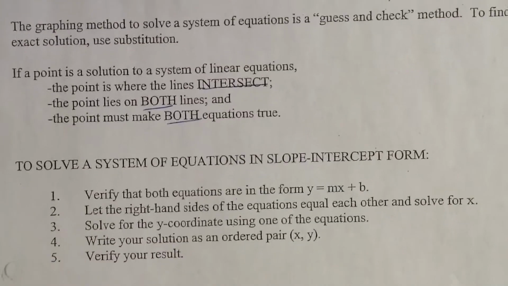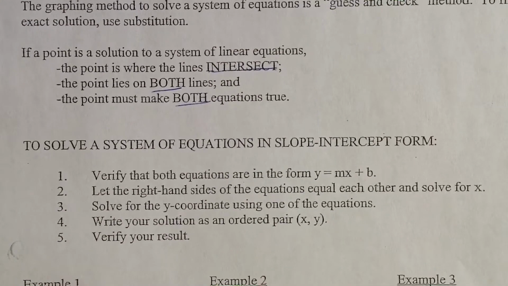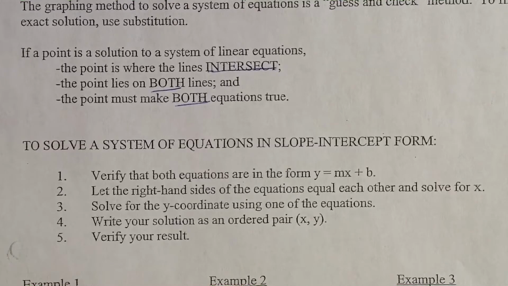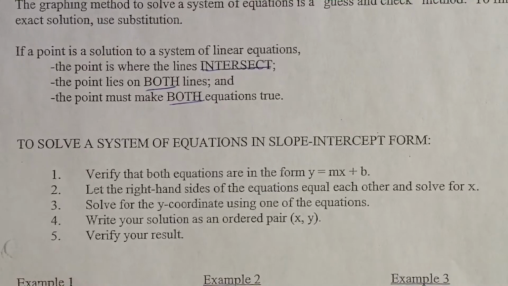Now there are 5 steps to solve a system of equations in slope-intercept form. First, we verify that both equations are in the form y equals mx plus b. Number 2, we let the right-hand sides of the equations equal each other and solve for x. 3, solve for the y-coordinate using one of the equations. 4, write your solution as an ordered pair, which is x comma y surrounded by parentheses. And 5 is verify your result, which is your check step.